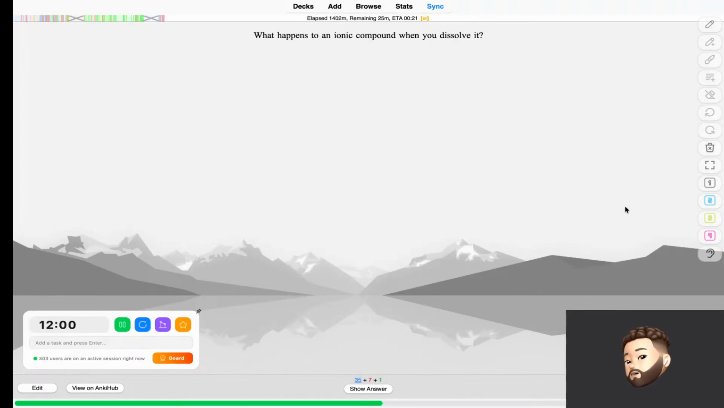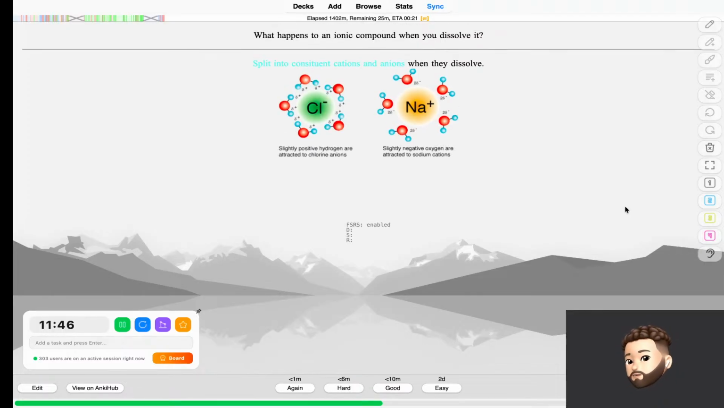I'm saying an ionic compound when you dissolve it, the water molecules are going to surround it and split it into constituent cations and anions.